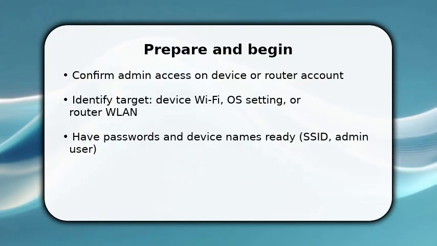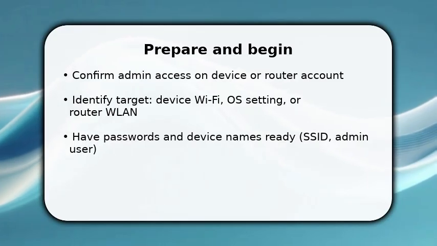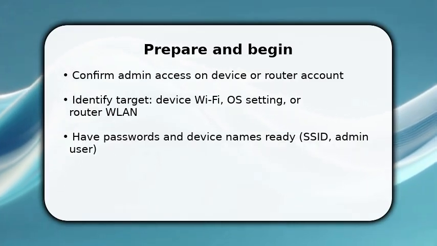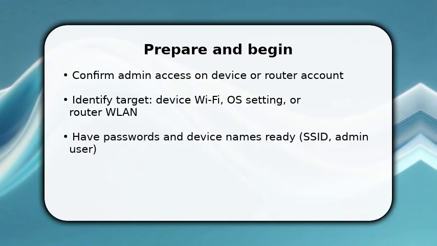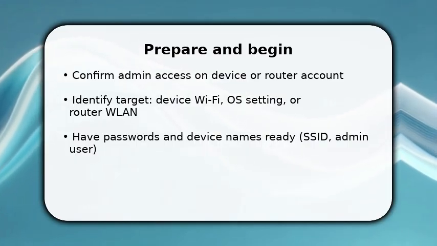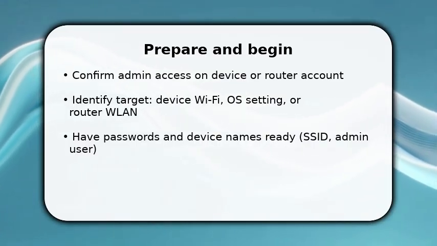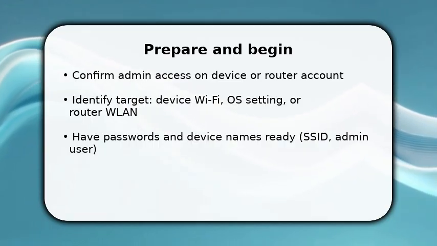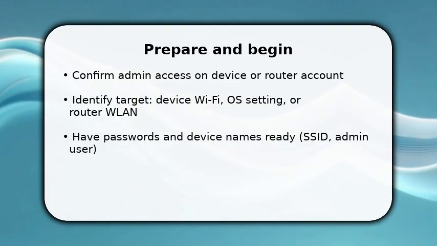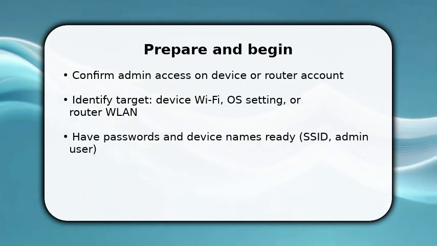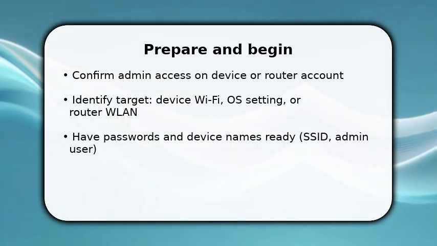You start by confirming you have admin access and the right target, the device, the operating system, or the router itself. Once done, open settings on your device or the router web UI. On laptops, use the Wi-Fi icon or airplane mode toggle to act fast. Make sure you note the SSID and any active guest networks.